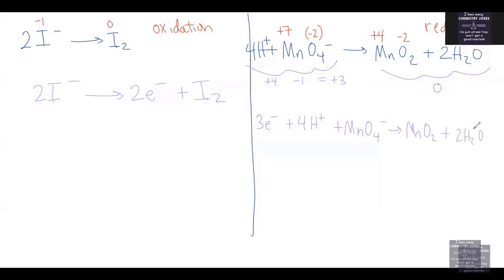If necessary, equalize the number of electrons in the 2 half reactions by multiplying half reactions by appropriate coefficients. So I've got 2 electrons on this side and 3 electrons on that side. This equation will only balance if those electrons are equal. So I'm going to multiply this equation by 3 and that equation by 2 in order to get them to balance. Multiply the whole thing and just bring it on down.